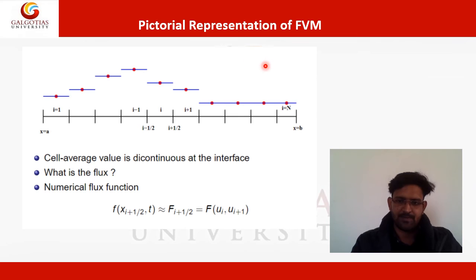Now the pictorial representation of the method. So this is one stretch, the second is another stretch, and then these are the constant values. The cell average values are discontinuous at the interface. So the value I am getting from the left-hand side is not equal to the right-hand side. Second, what is the flux, and third is the numerical flux function, which is defined as f at x_{i+1/2} at time t, that is equal to f_{i+1/2}, and that is equal to f(u_i, u_{i+1}).